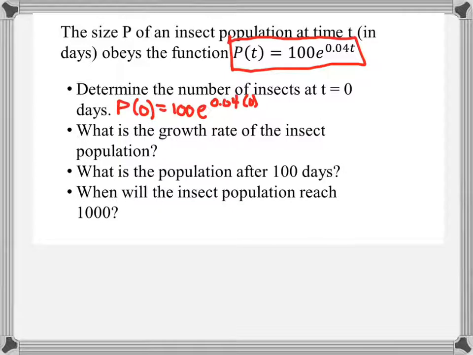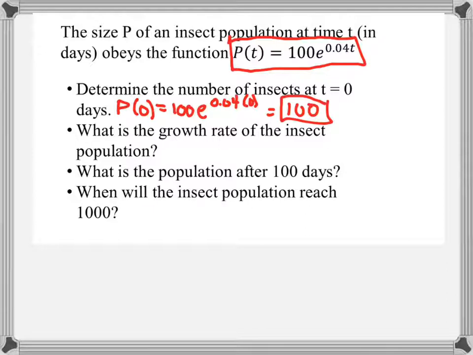We first want to determine the number of insects at t equals 0 days. That means t is 0, so P of 0 equals 100 times e to the 0.04 times 0, or 100. So we will have 100 insects at time 0, or 100 insects to start with.